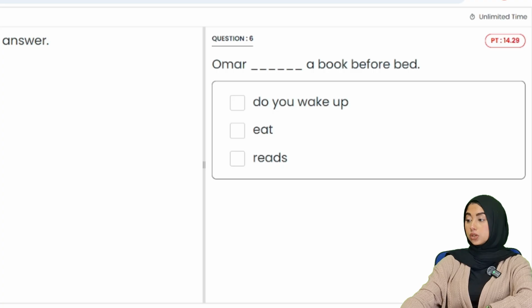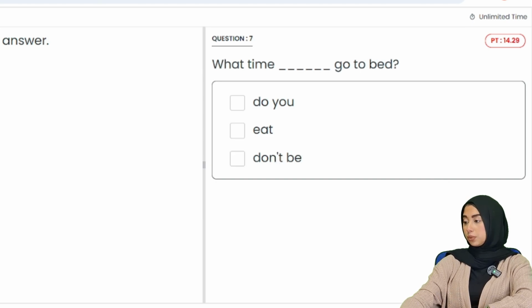Okay, question 6. Omar, a book before bed. What do we do with books? Of course, we read them. Yes, so Omar reads a book. Good job. Question 7. What time you to bed? What time, yes, do you go to bed? Okay. Thank you.